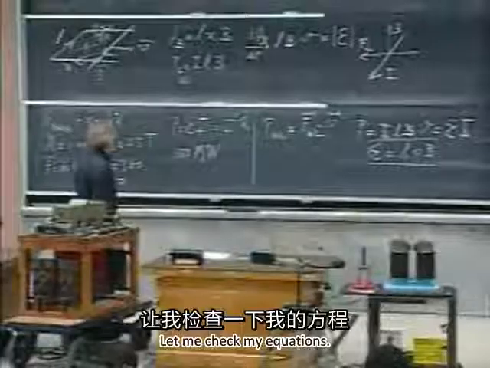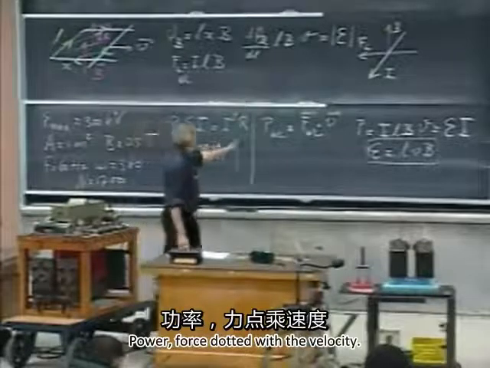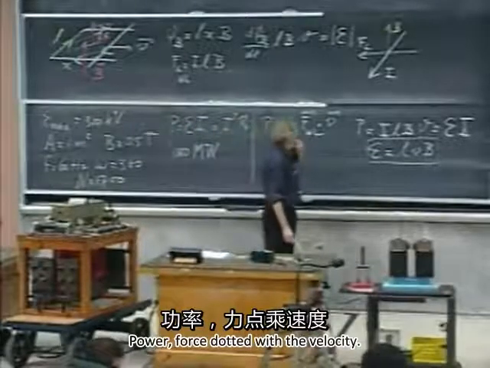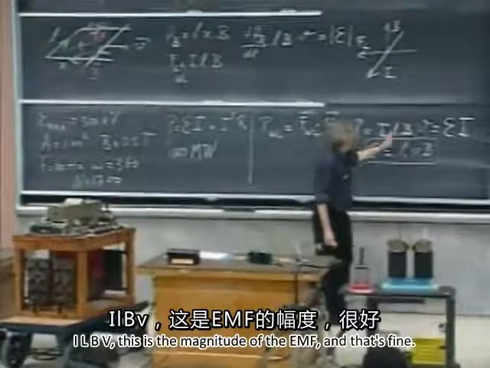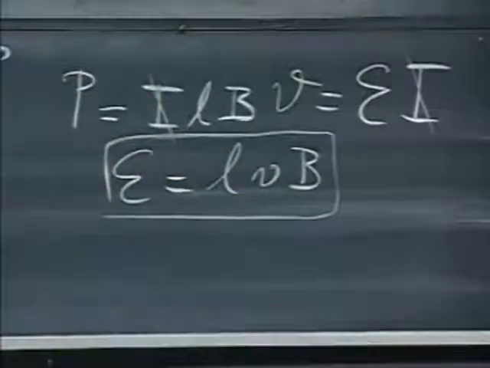Let me check my equations. EI, I²R, I can live with that. Power, force dotted with the velocity. ILBV, this is the magnitude of the EMF, and that's fine.